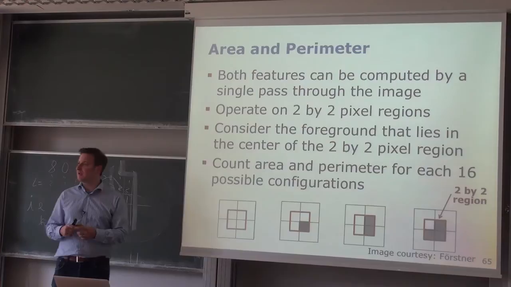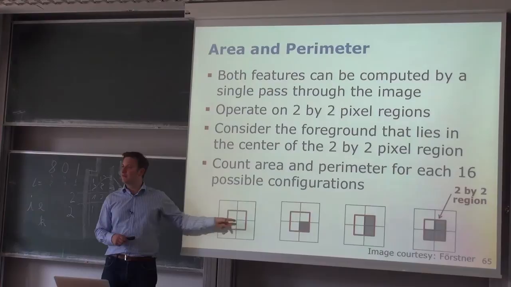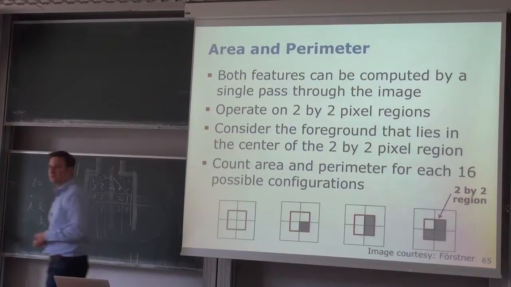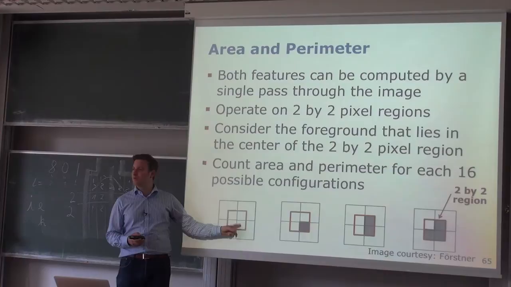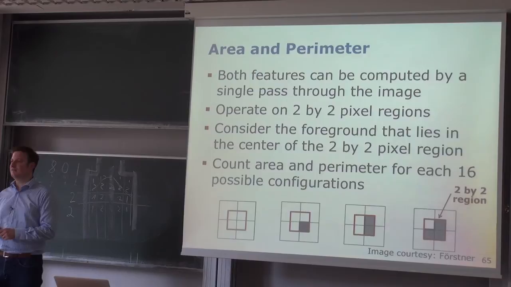So the trick is now to ask how many different configurations I may experience. I have 2x2 elements that I'm considering. They can all be 0 or 1, so the number of possibilities per pixel is 2. I have 4 different pixels. How many combinations are possible? This can be 0 or 1, this can be 0 or 1, this can be 0 or 1, this can be 0 or 1. How many different possibilities do I have? 16. Yes, 2 to the power of 4. So I have 16 different configurations.